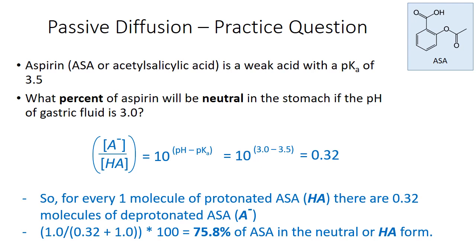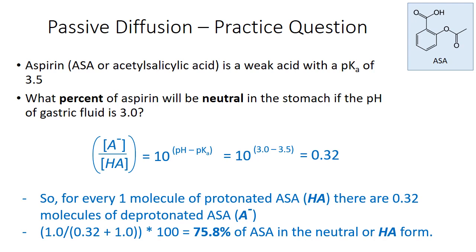And then you should be able to make one more jump from that and say, well, that means most of it will be more likely to undergo passive diffusion, because it is neutral and it's not charged. So there's a good chance of significant absorption. It just so happens that aspirin is one of the few drugs that can be absorbed right in the stomach. It doesn't have to go to the small intestine to be absorbed.